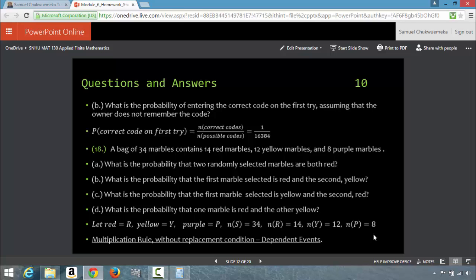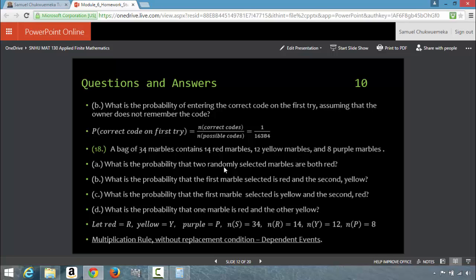The cardinality of R is 14. Cardinality of yellow is 12. Cardinality of P is 8. So this is without replacement. Dependent events. Both are red. So you did not replace it.